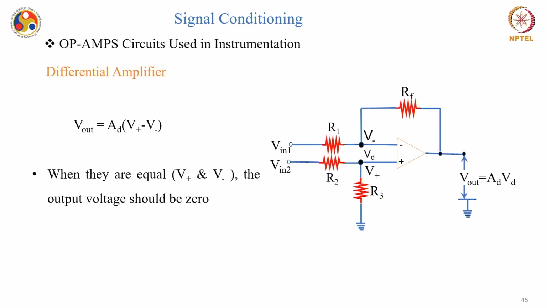Another important application of op amps in instrumentation is the differential amplifier. Just have a look. This is a differential amplifier, and in this case V out is equal to AD into VD, where VD is your differential input and AD is the differential gain. So when the inputs are equal, the output voltage will be equal to 0.